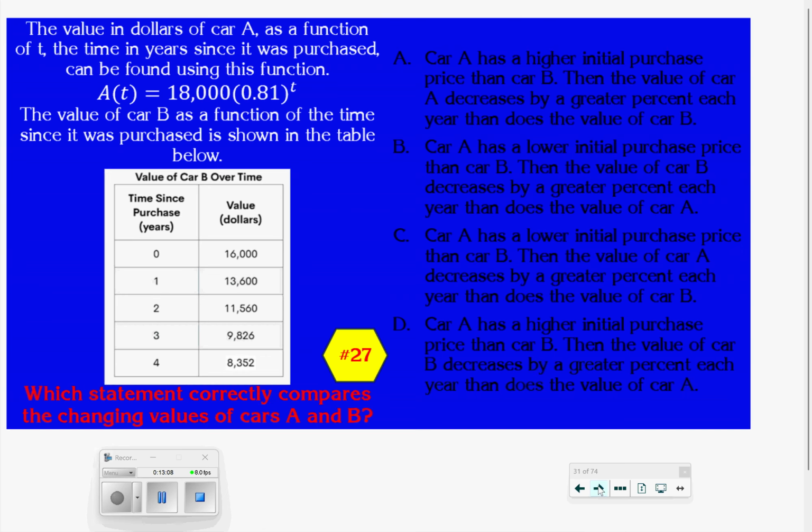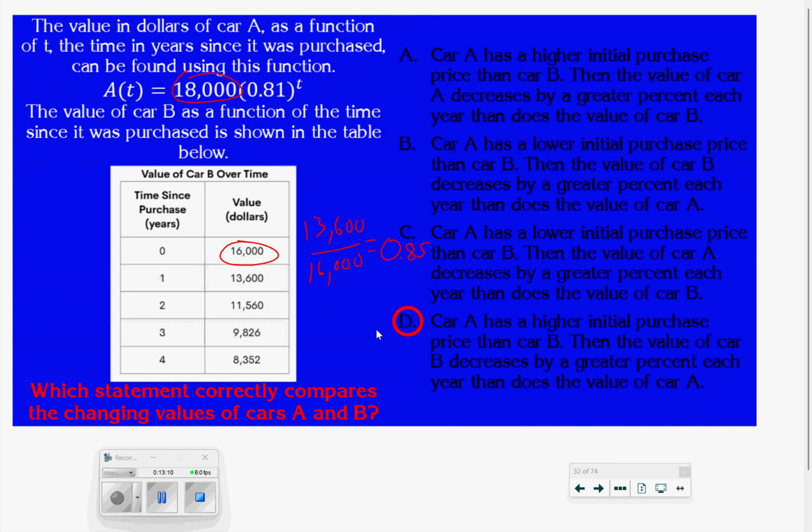All right, the answer here is D. So here you can use process of elimination for a little bit of it. If you take a look at this, notice how they all say car A, car A, car A, car A. But here it says car A has a higher initial purchase. And this one says car A has a higher initial purchase. But B and C say car A has a lower initial purchase. So which one has the higher and which one has the lower?